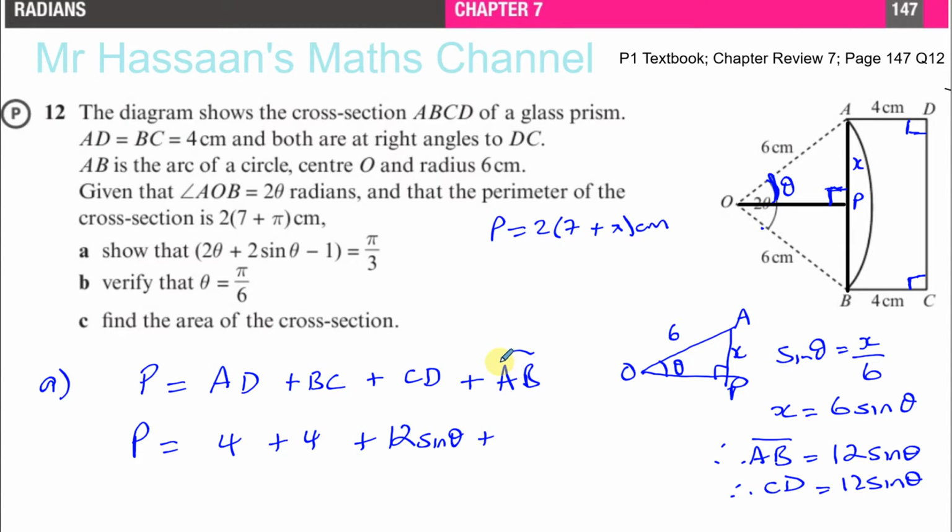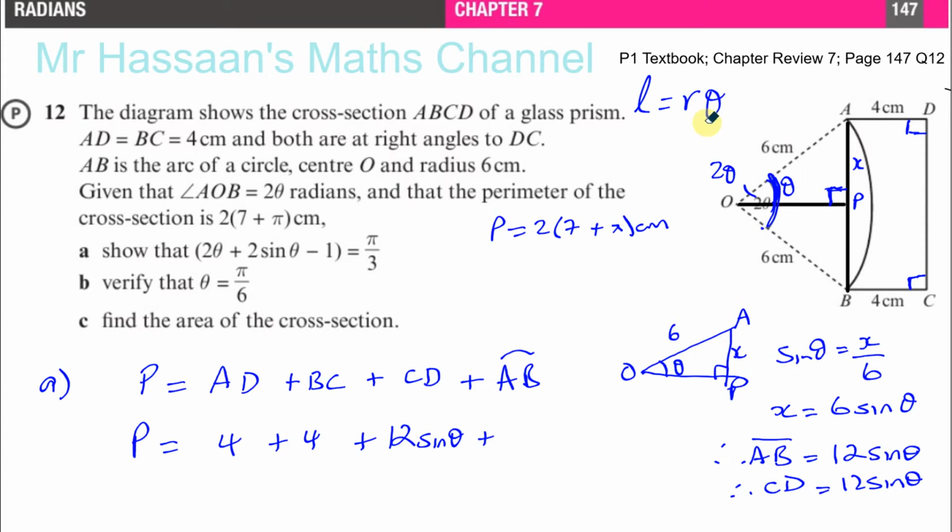And plus AB now, the arc AB. Let me be very clear about this. The arc AB is subtended by this whole angle. This angle is 2 theta, the whole angle. And the length of an arc is given by r times the angle in radians which is subtended by.